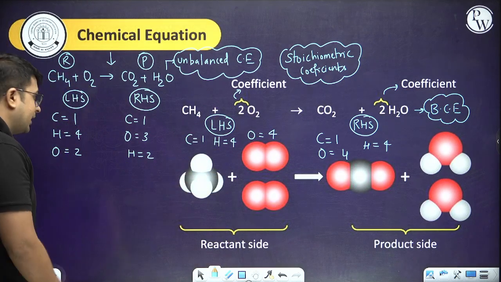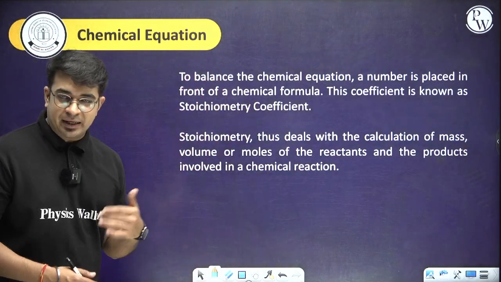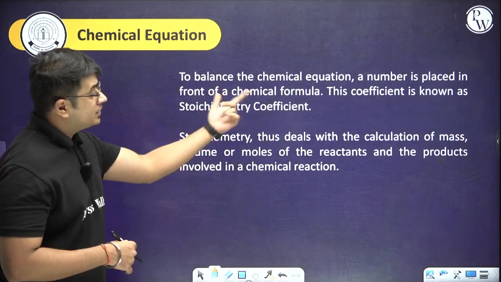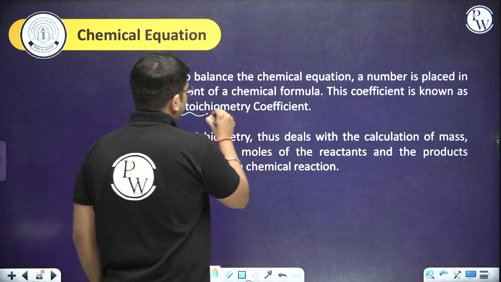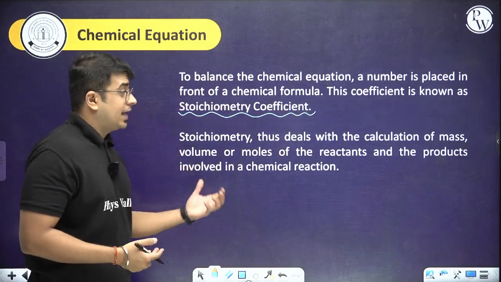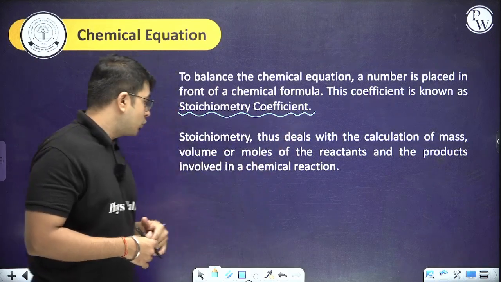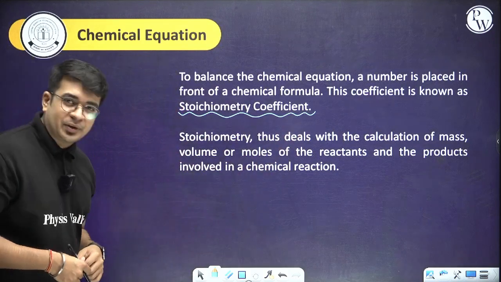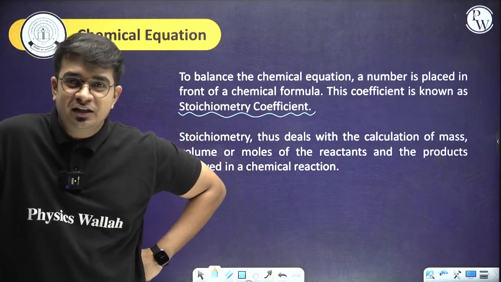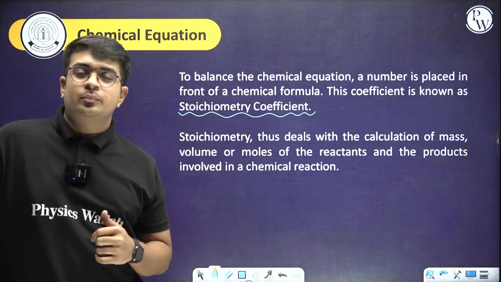So what is the meaning here? The meaning is very easy. To balance the chemical equation, a number is placed in front of a chemical formula, on either the reactant side or the product side. And this coefficient is known as the stoichiometric coefficient. So basically, stoichiometry deals with the calculation of mass, volume, and moles of reactants and products involved in the chemical equation. I hope this part is clear. First of all, we need to understand how to balance a particular chemical equation, then only can we proceed to the next part.